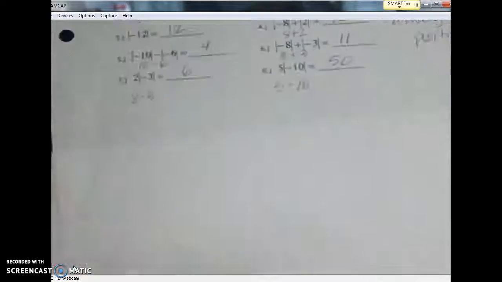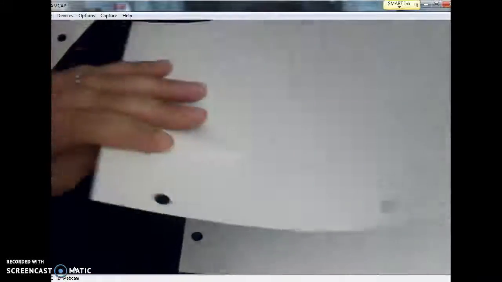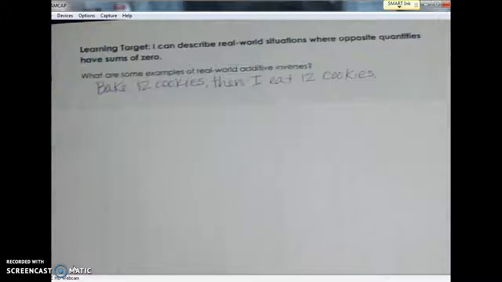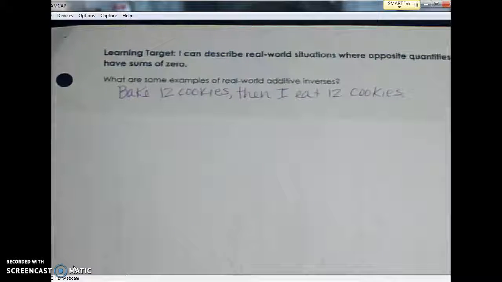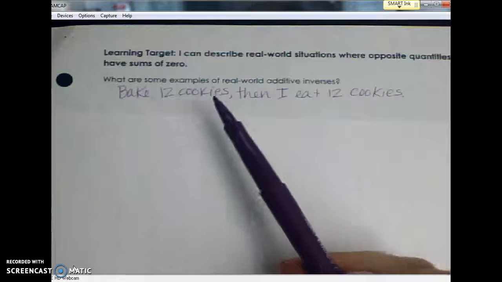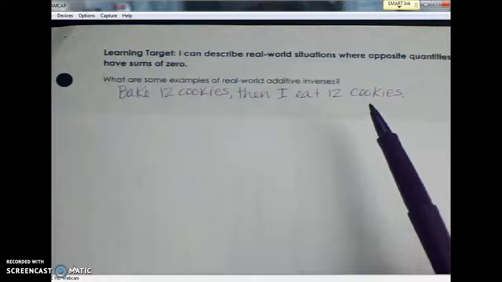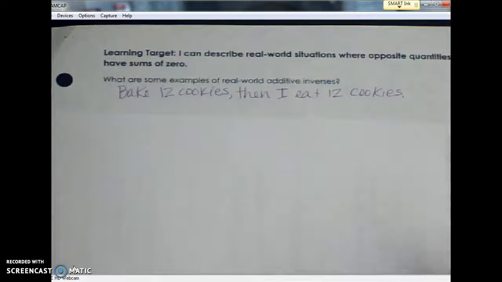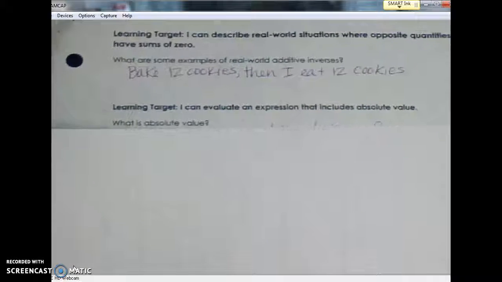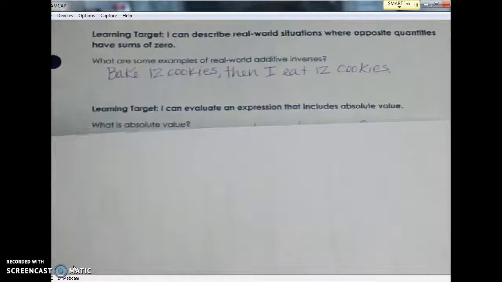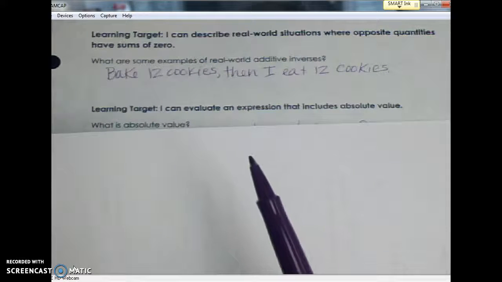So what are some real-life examples of additive inverses? Well, if you're like me and you like sweets, one example might be I bake 12 cookies, then I eat 12 cookies. So I'm back to 0 cookies. I have nothing left. Football is always a really good example of additive inverse. Like our last one, a loss of 10 yards and a gain of 10 yards. Those are additive inverses.